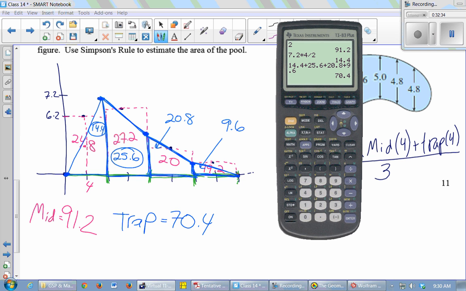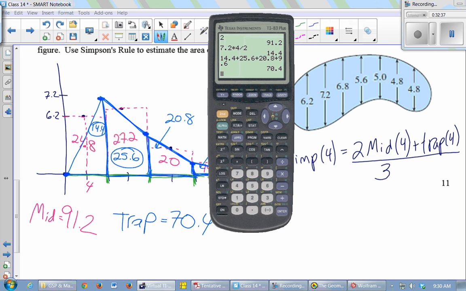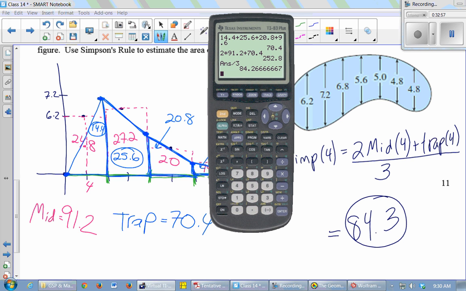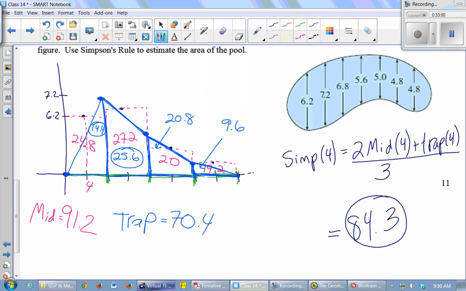Okay, so then Simpson's is twice the midpoint plus the trap, over 3. 2 times 91.2 plus 70.4, divided by 3, and I get 84.3. That's Simpson's estimate of the area of the pool.